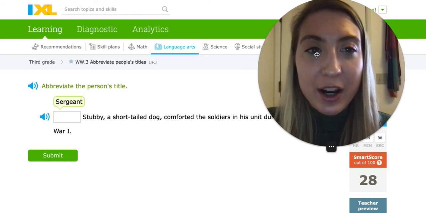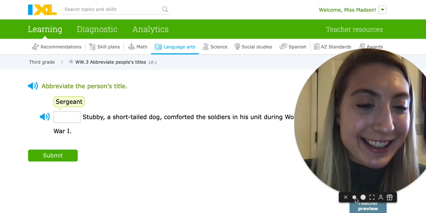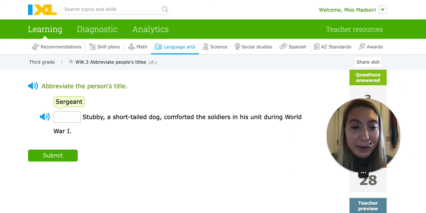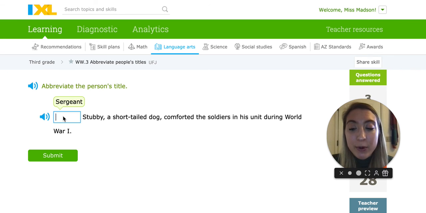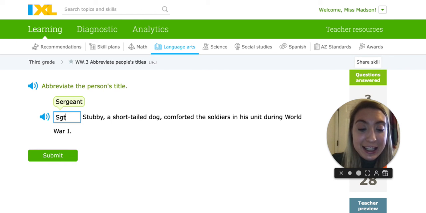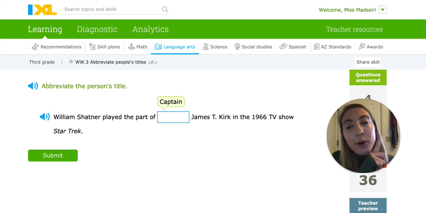Let's do one more together. Let me make this smaller so we can read the sentence. Okay. Sergeant Stubby, a short-tailed dog, comforted the soldiers in his unit during World War I. So now we have Sergeant. Sergeant was a different one. This one wasn't the first or last letter or the first 3 or 4 letters. This one was S-G-T, period.